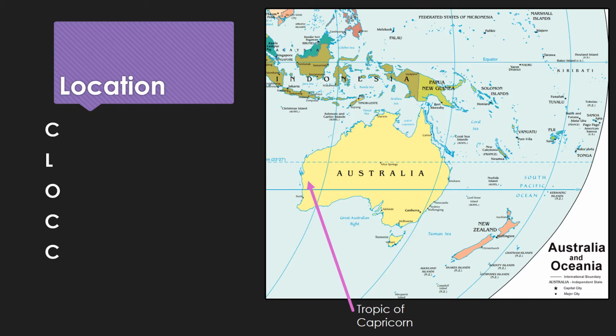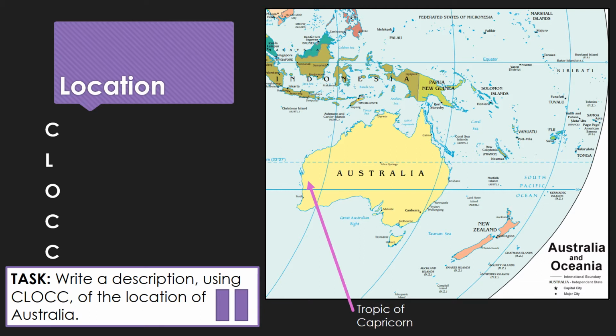So can you try and write a description for Australia using these 5 different letters that the clock stands for? To help you out, I've labelled where the Tropic of Capricorn is, and also you've got the equator to the north of Australia running through Indonesia if you're not sure where the lines of latitude are. So pause the video and have a go writing a few sentences using this clock idea of where Australia is located.